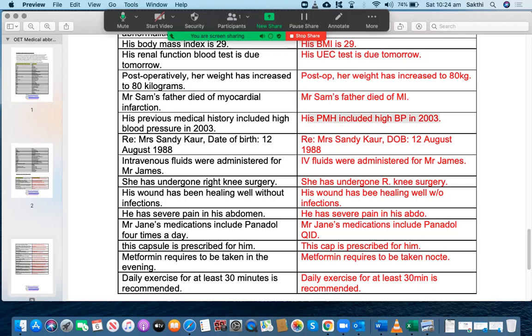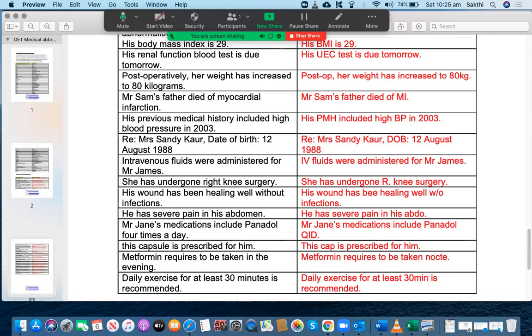His PMH included high BP in 2003. His previous medical history included high blood pressure in 2003. So you have to expand PMH as well as BP. Let's go to the next one. Whenever you write down the reference details of the patients, you usually write Mrs. Sandy Kaur, DOB 12 August 1988. Please stop doing it. You have to expand DOB into date of birth, please.